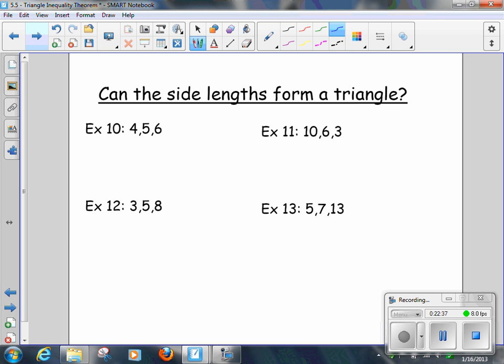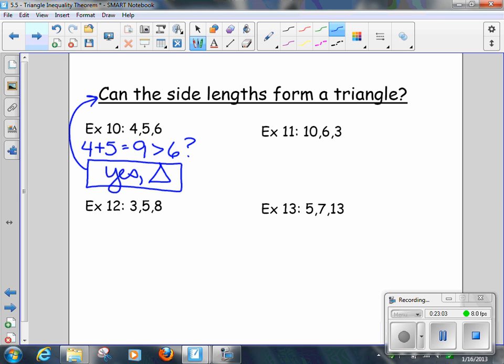Always put your numbers in order. Your side lengths need to be in order, okay? Now, luckily, for example 10, they are in order, 4, 5, 6. You guys agree? Check this out. 4 plus 5 is what? 9. Is 9 greater than 6? Then, yes, we have a triangle. We just answered that question. We're showing our work in a format that gives us the answer.